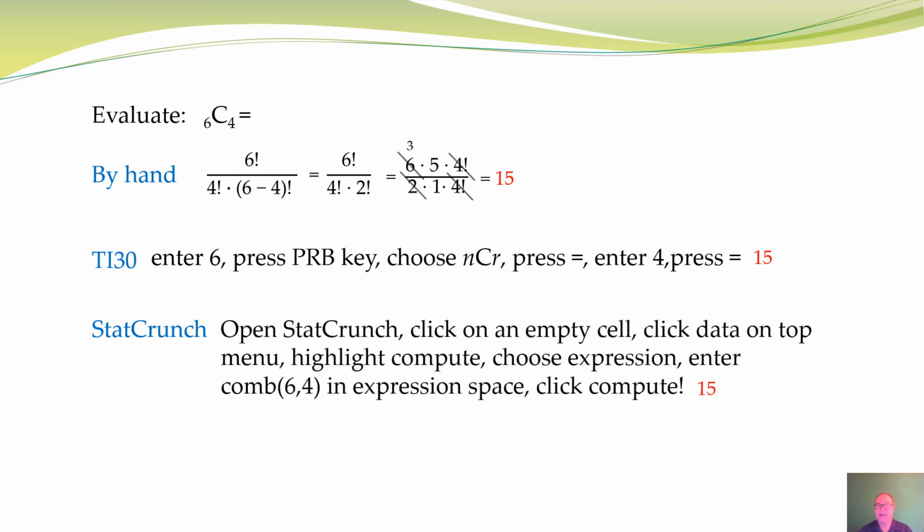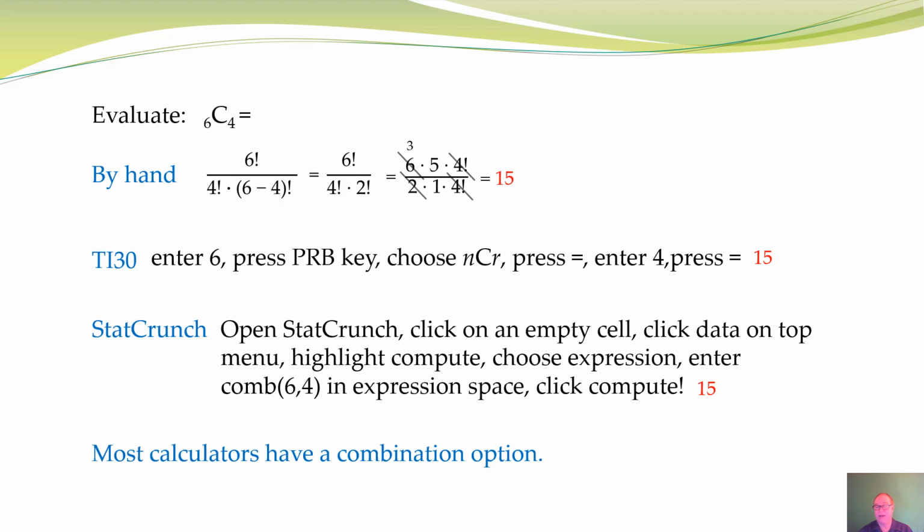StatCrunch, we're going to go about the same process. You're going to open StatCrunch, click on an empty cell, click Data on the top menu, highlight Compute, choose Expression, enter COMB, parenthesis, 6, 4, parenthesis. The COMB stands for combination in the expression space. Then click Compute, and 15 will appear. So you can use StatCrunch to do permutations, combinations, and factorials.